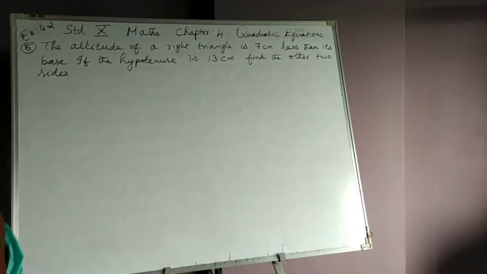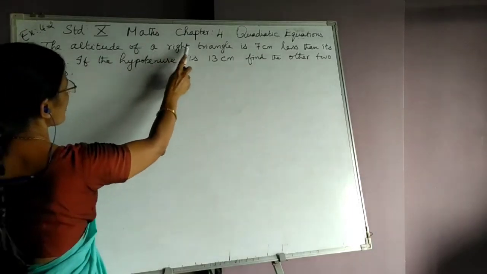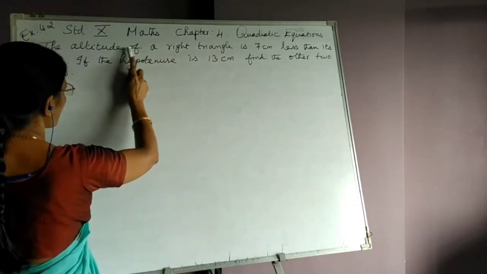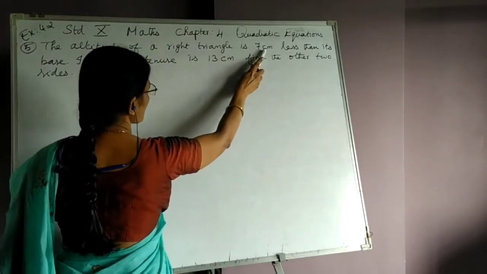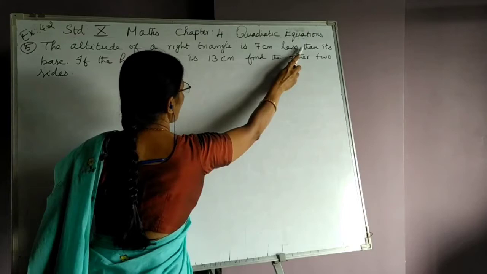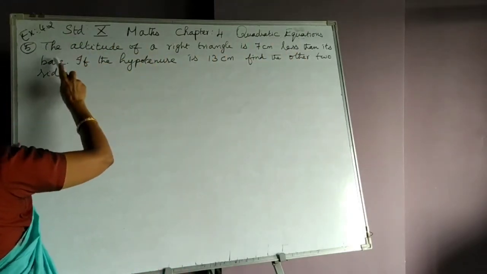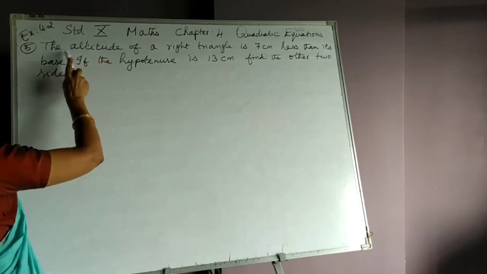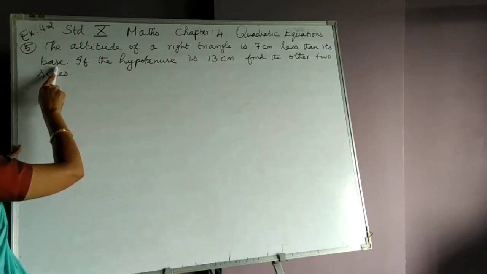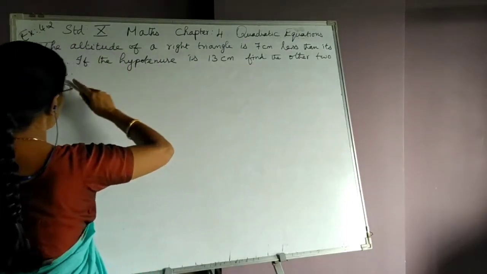Fifth problem of exercise 4.2. The problem is: the altitude of a right triangle is 7 centimeter less than its base. So it is a right angle triangle. When you compare this altitude with the base, the altitude's length is 7 centimeter less than the length of the base. If the hypotenuse is 13 centimeter, find the other two sides.